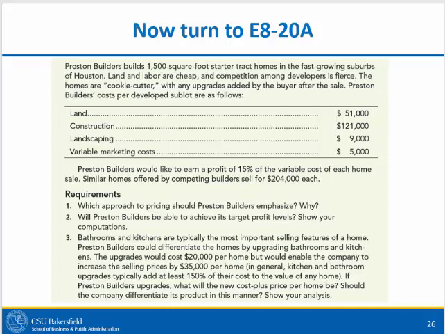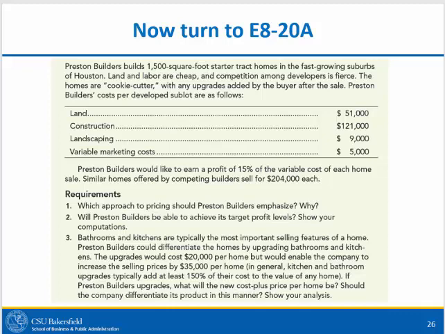So you have land 51,000, construction 121,000, landscaping 9,000, variable marketing cost 5,000. Then this company would like to earn a profit of 15% of the variable cost of each home sale. Similar homes offered by competing builders sell for 204,000 each. So the first question is, which approach to pricing should the Preston builders emphasize? Why? The second question is, will the builders be able to achieve its target profit levels?